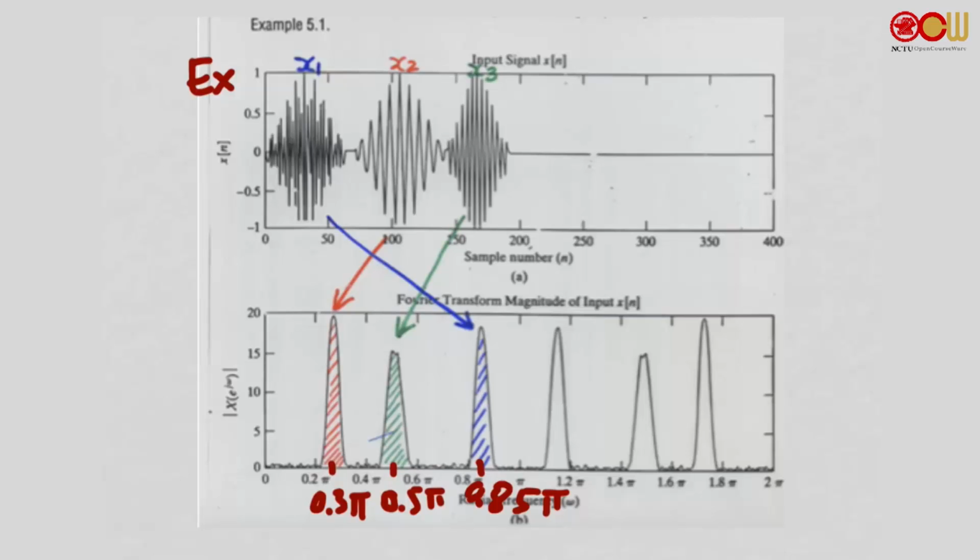And it's a real sequence, so the magnitude spectrum is symmetric. If there's a peak at 0.85 pi, at the symmetric frequency there's another peak. And if there's a peak at 0.5 pi, at the symmetric frequency we have a piece that's centered there. And then also one piece here.